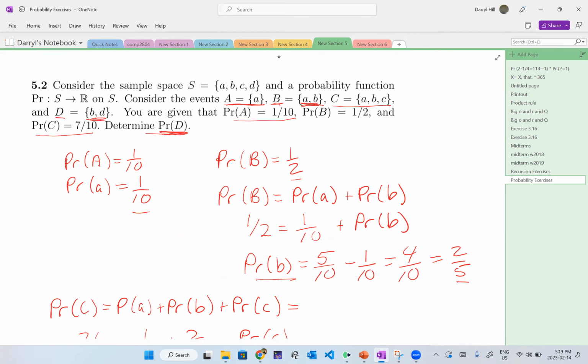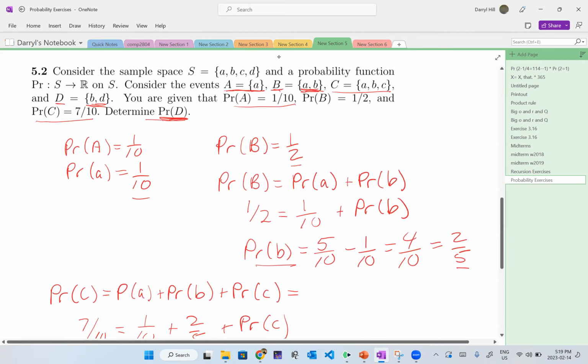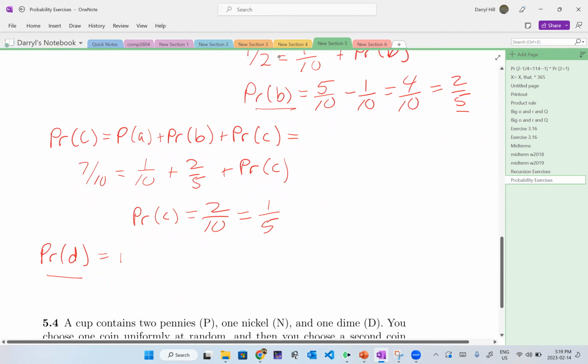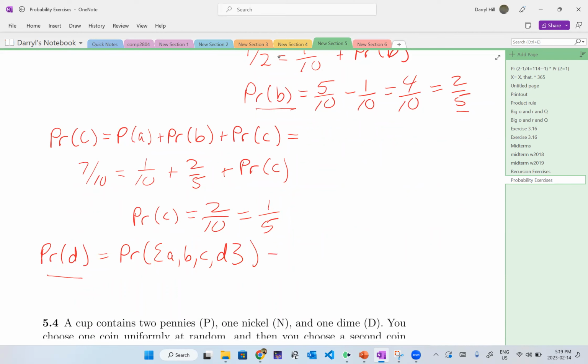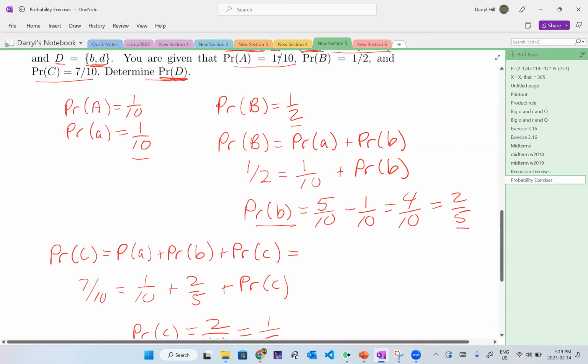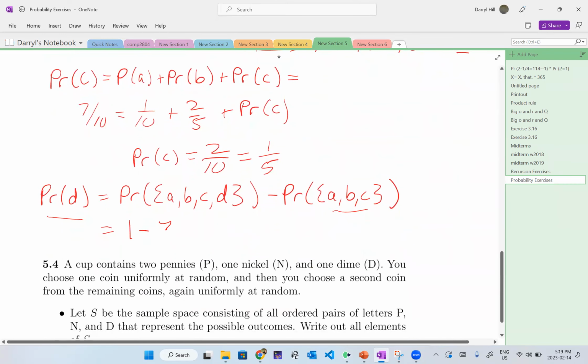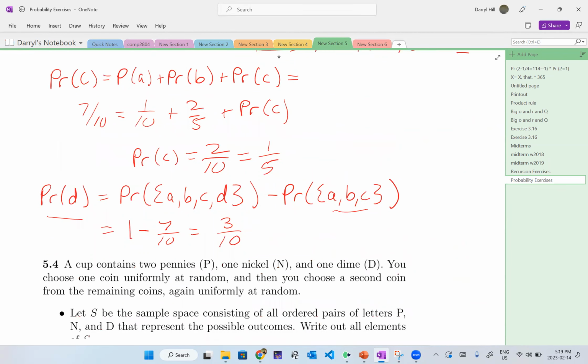probability of little d is equal to the probability of S minus the probability of C, right? So this is equal to the probability of A, B, C, D, which is S, minus the probability of A, B, and C. Right, so I'm in some sense using the complement rule. So this is equal to the probability of C actually. So it's 7/10. So yeah, I definitely did too much work, but. So probability of little d is 3/10.